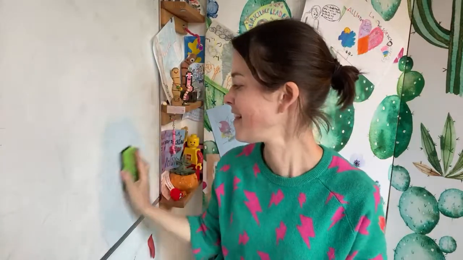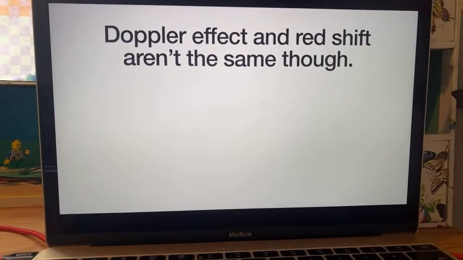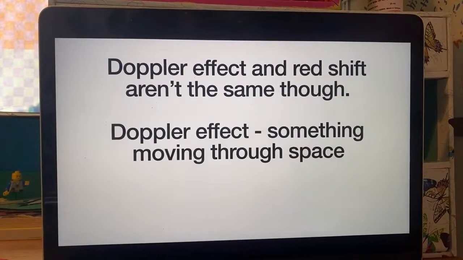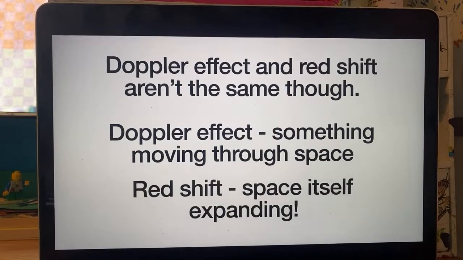So for the rest of this lesson, I'm going to be talking like redshift and the Doppler effect are the same. They're technically not the same, but at this level, you kind of say that they're the same. The Doppler effect is something moving through space, whereas redshift is caused by space itself expanding. More of that this lesson and more next lesson as well.